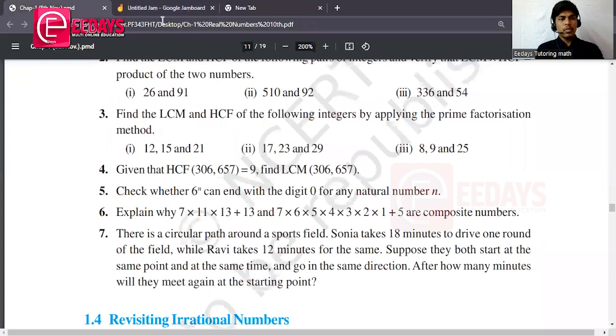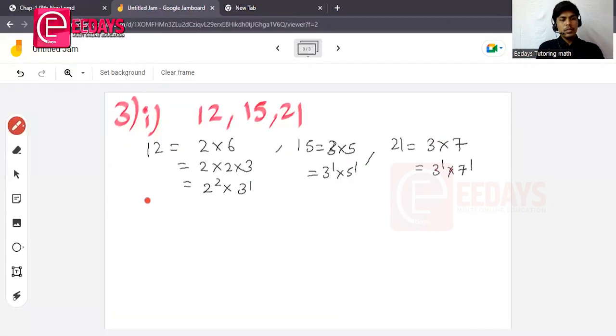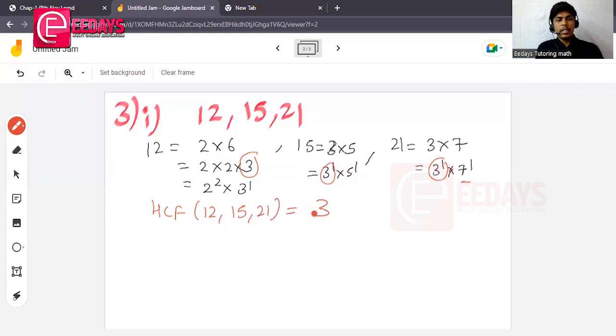Okay, what is our job? Find LCM and HCF. First we'll find HCF. HCF is nothing but you take the common numbers. Let's see in the 3 numbers. Here 3 is the only common for all. 5 is there here, but not in the other numbers. 7 is there here, but in the other 2 numbers 7 is not there. That's why we can confirm the HCF of 12, 15, 21 is 3.